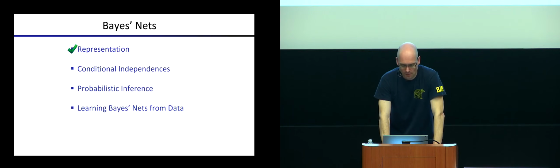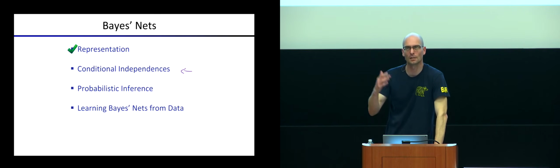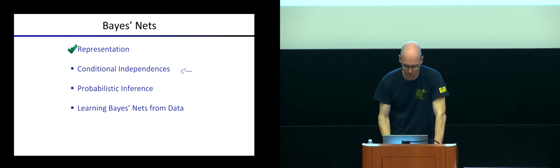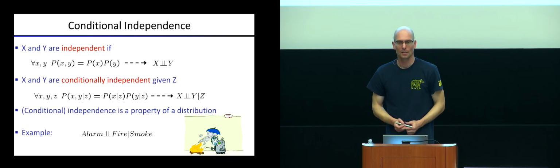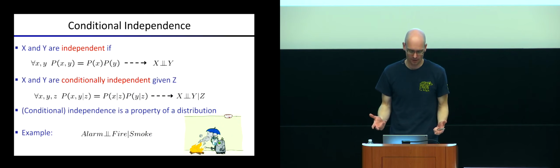Okay, so that's a recap of representation. Topic for today will be the next thing here, conditional independences, and then inference will be for next lecture for exact inference, and the lecture after that for approximate inference. And then after that, we'll also start looking at learning the Bayes nets from data. Okay, representation is going to be all about independencies, at least in this lecture.